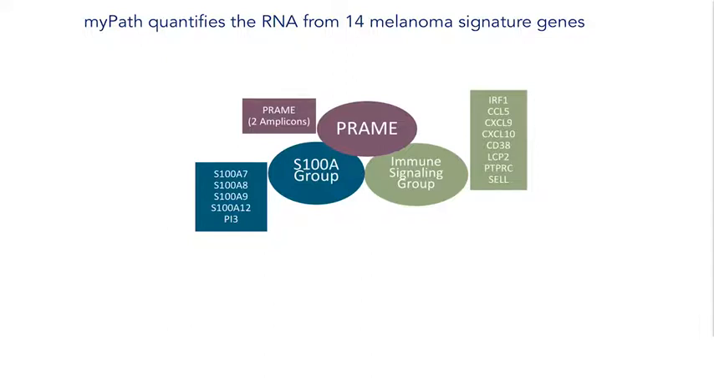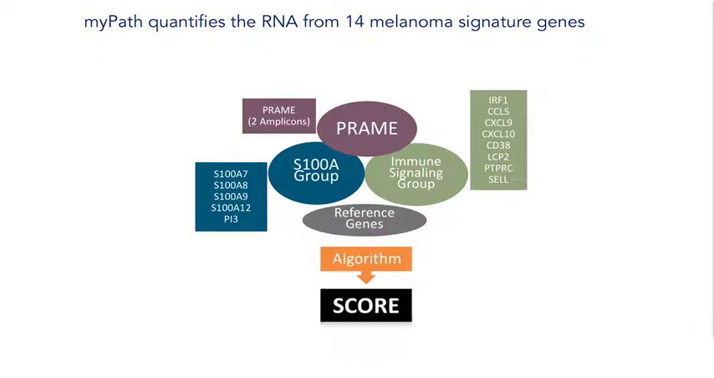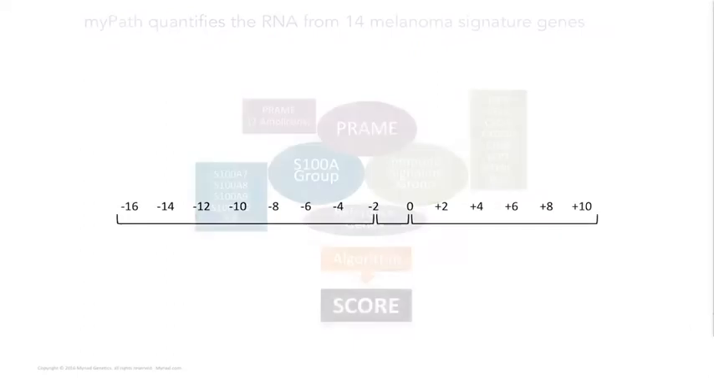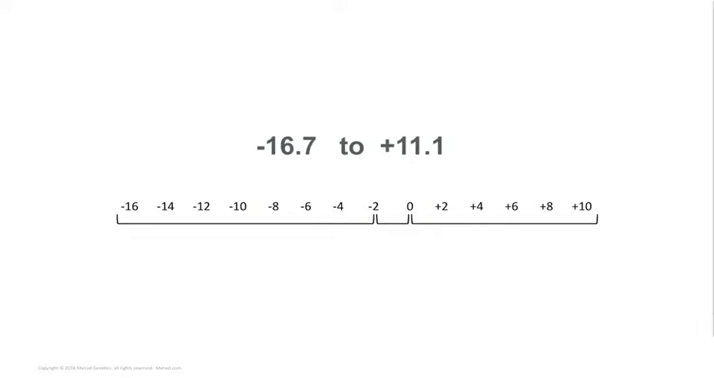The myPath test quantifies the RNA produced by each of the 14 signature genes and a set of 9 reference genes, and applies an algorithm that normalizes the signature to reference gene measurements and combines them into a single numerical score. So the output of the myPath test is a single number. And that number ranges from -16.7 to +11.1.